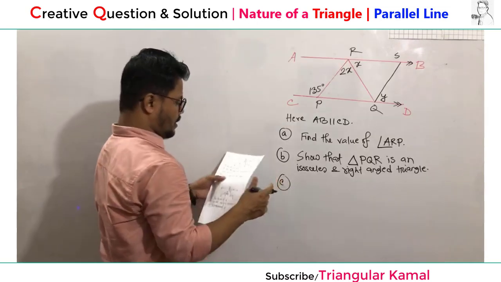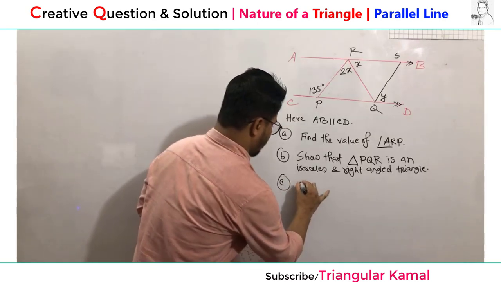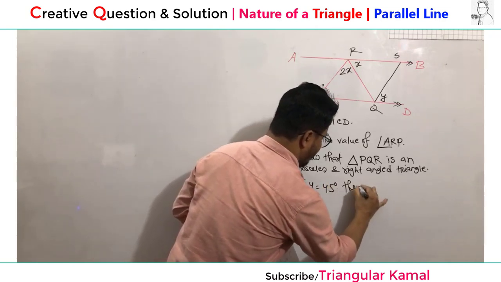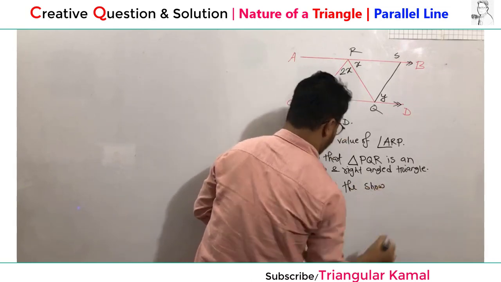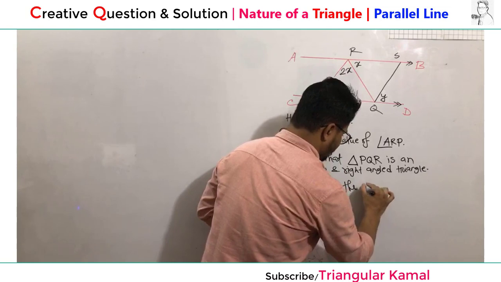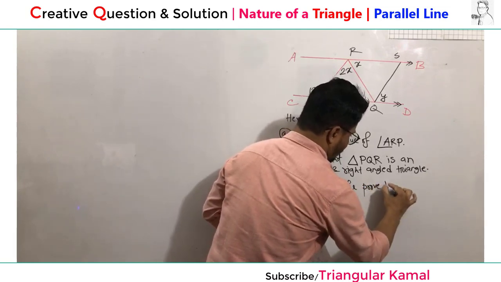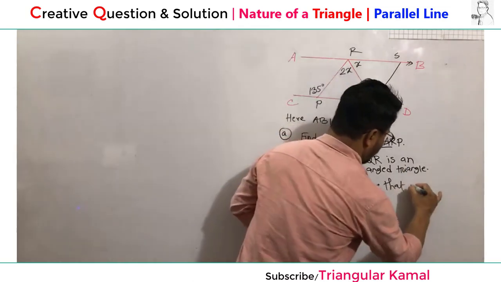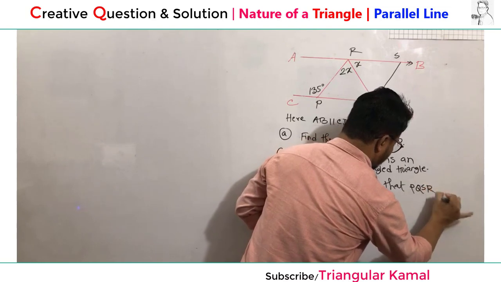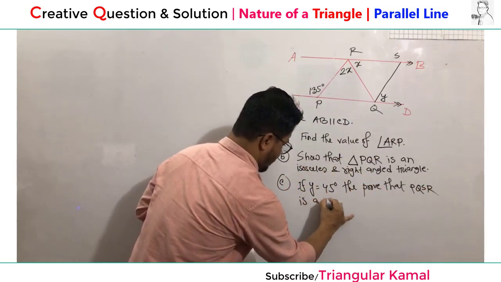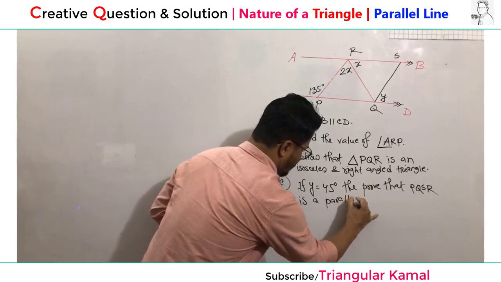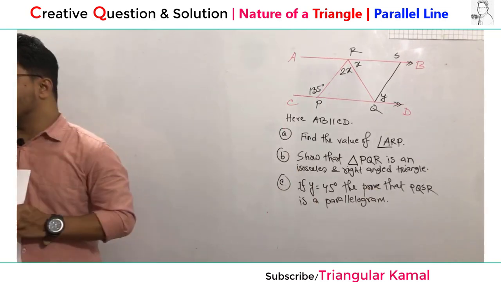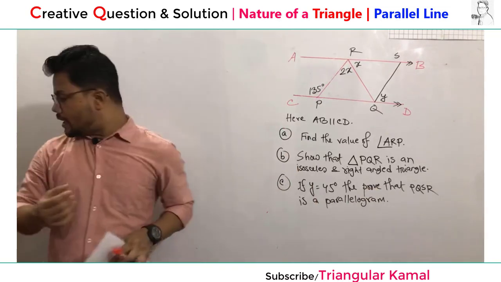Number C, if y equal 45 degree, then show or prove that PQSR is a parallelogram. So dear students, this is our question. I think this is clear to all of you.